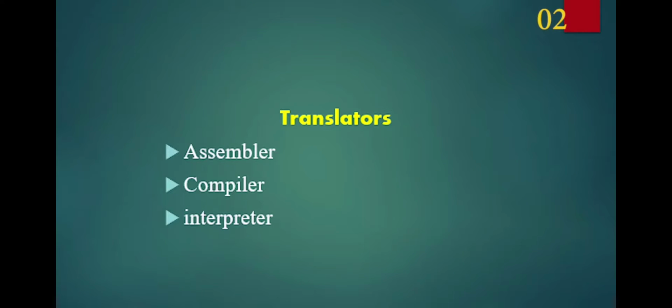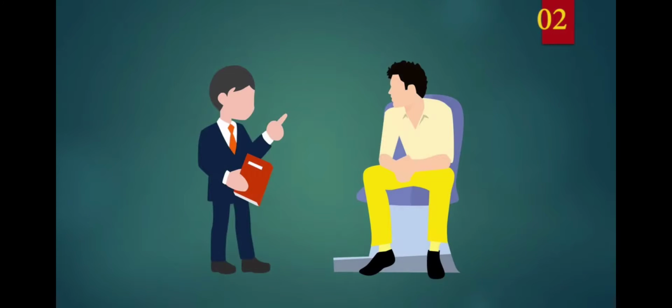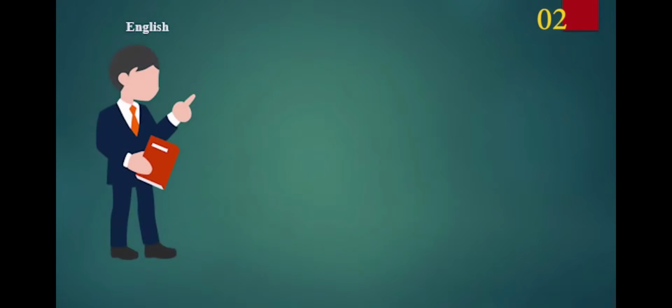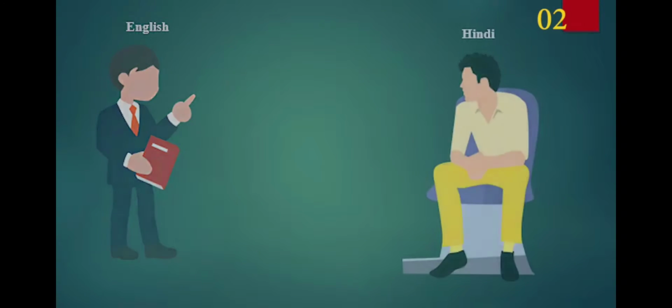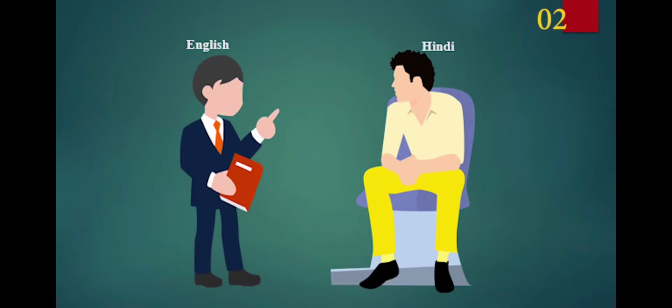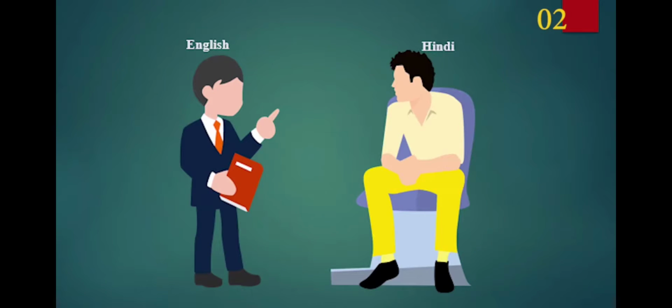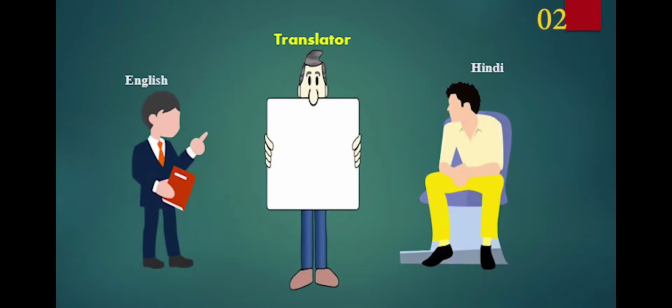Hi guys, in this video we are going to discuss what translators are and the different types of translators. Let us consider two persons trying to communicate with each other. Here one person knows the English language and the other person knows the Hindi language. If they communicate with each other, it will not be a successful communication since both don't know a common language. In this scenario, the translator comes into the picture. The translator knows both languages and will help them have a successful communication between them.